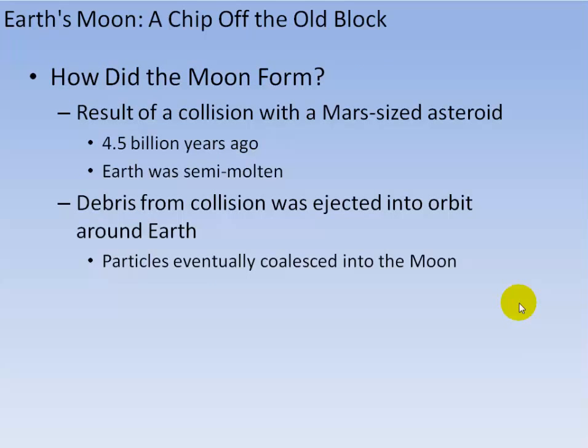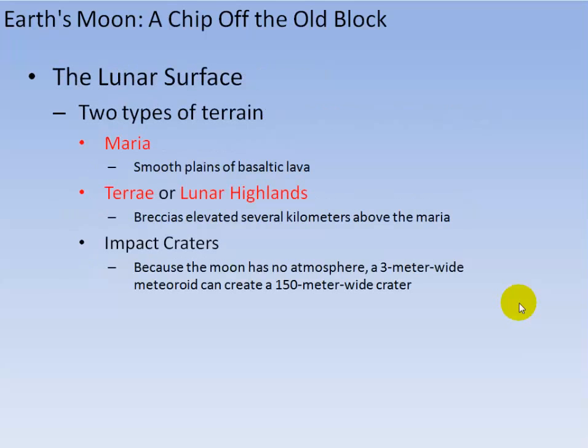How did the Moon form? The result of a collision with a Mars-sized asteroid 4.5 billion years ago. Earth was semi-molten. Debris from the collision was ejected into orbit around the Earth. The particles eventually coalesced into the Moon.